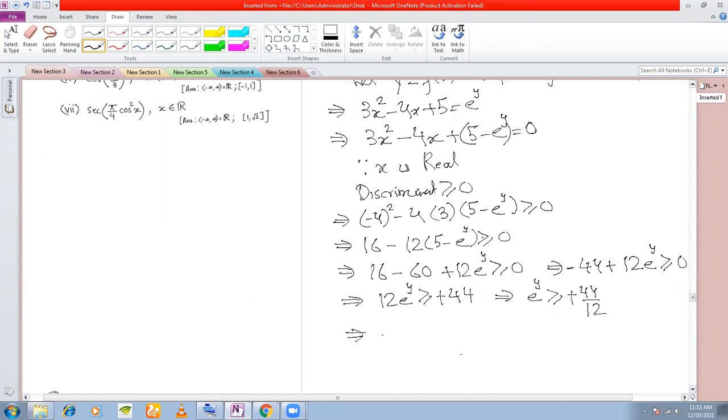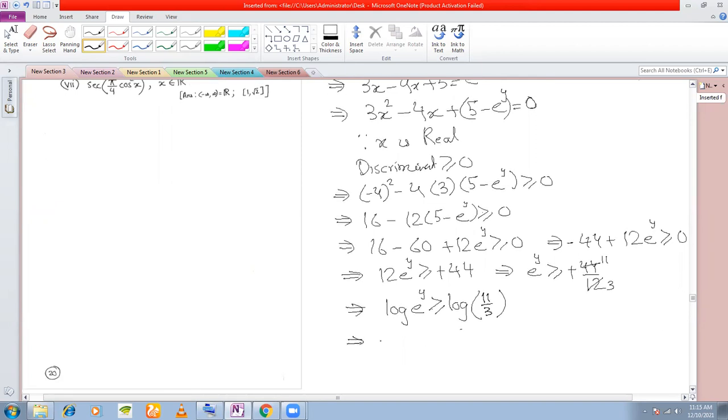So that means now, if you take log on both sides, you get log e to the power of y is greater than or equal to log 44 by 12, which you can actually reduce. Let's reduce here only. Cancel with 11 by 3. So log 11 by 3.